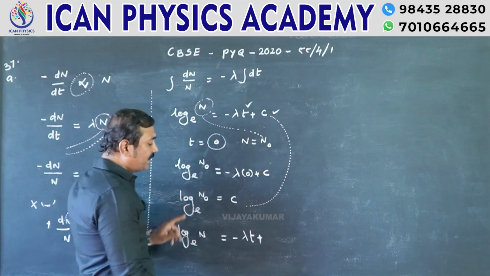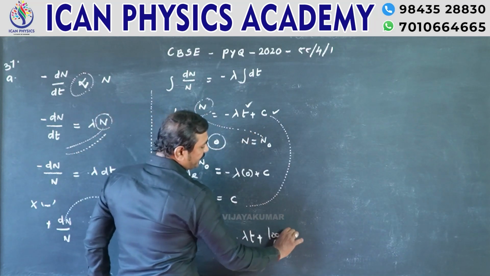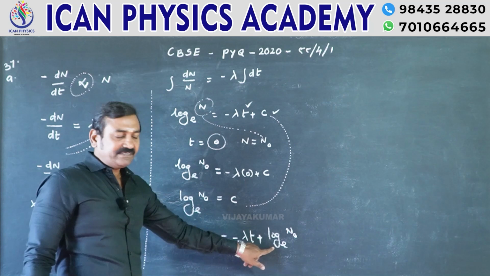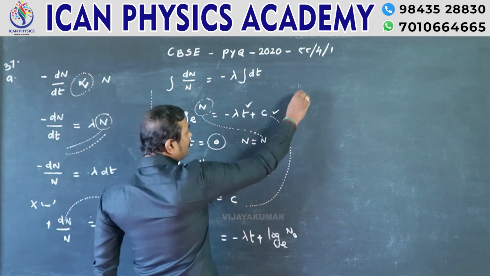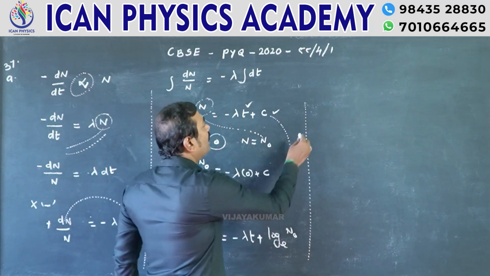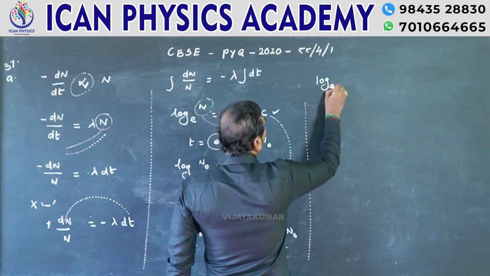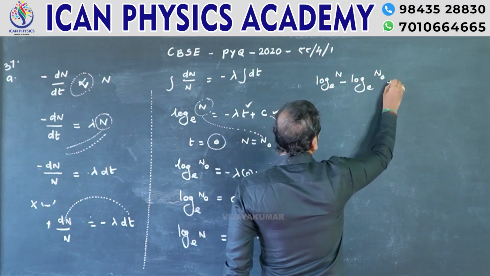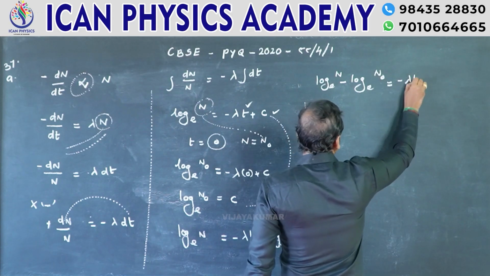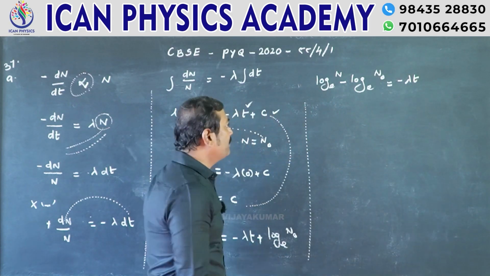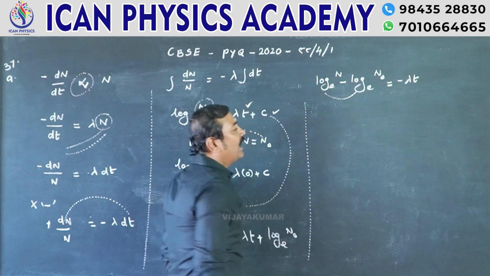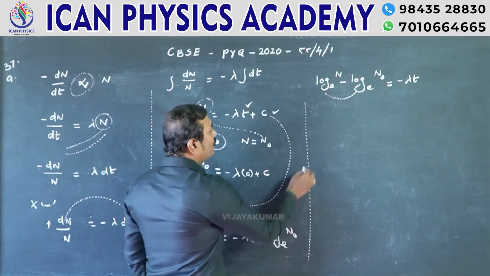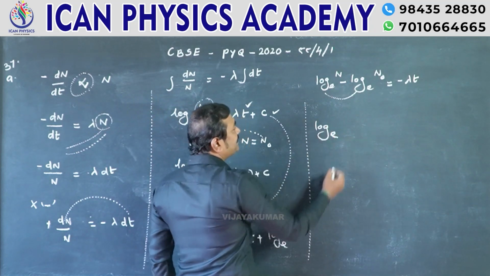So, what is the value of c? Log base e power n naught. Now, the plus value comes to this side as minus. So log base e power n minus log base e power n naught equals minus lambda into t. In both of the terms, we have log base e, so log base e is taken as common.